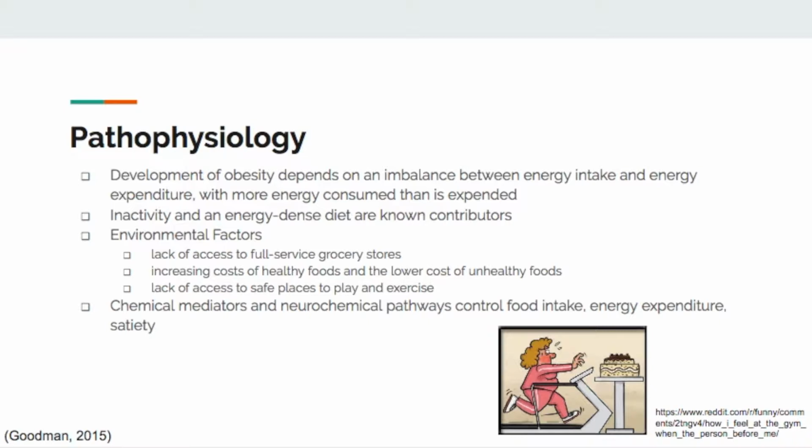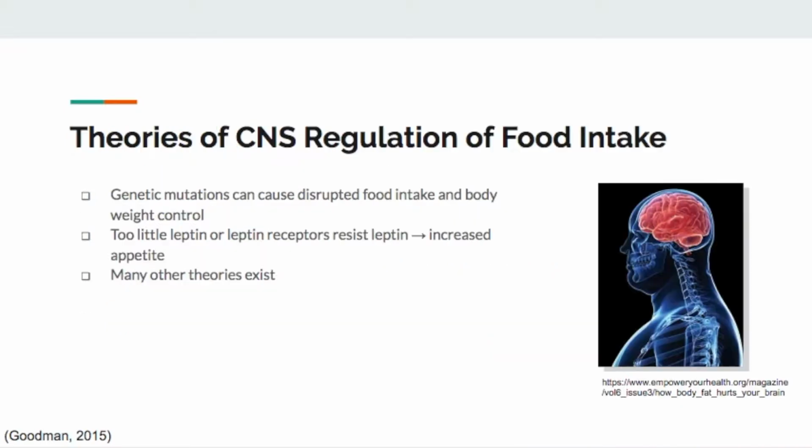Next, theories of central nervous system regulation of food intake. If you have any genetic mutations, they can cause disrupted food intake and body weight control issues. And then there's this little thing called leptin, which is a protein secreted by your fat cells, and it switches off your appetite like a light switch. If you have too little of this leptin, or if your receptors are less sensitive or resisting the leptin, then you're going to have an increased appetite. And obviously, if you're super hungry all the time, you're going to gain some weight. There are also other theories, but this was one of the main ones that we found.